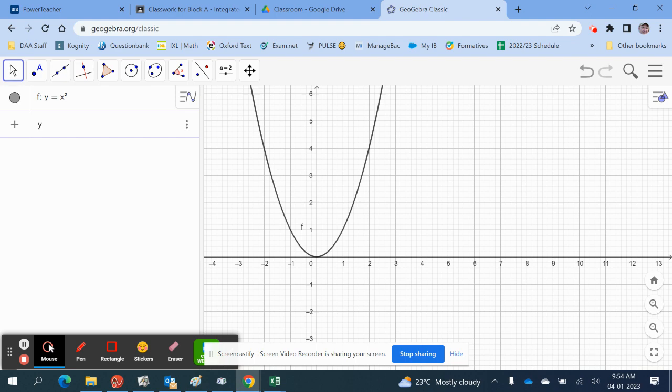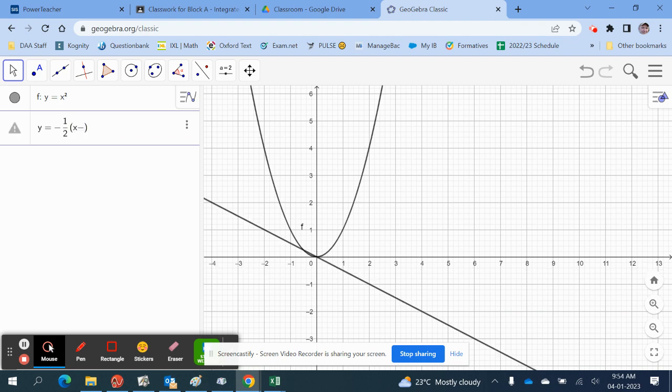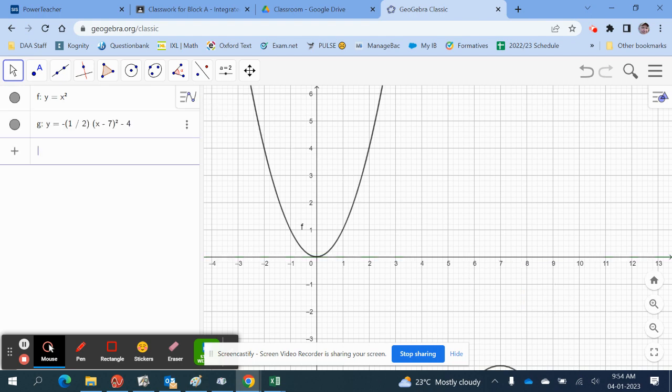And then we can add the function that we're going to show. This function is going to be y equals minus 1 over 2, bracket x minus 7, close bracket squared, minus 4. Squared minus 4. And we get this function. Just start pressing the divide sign, and it creates it.